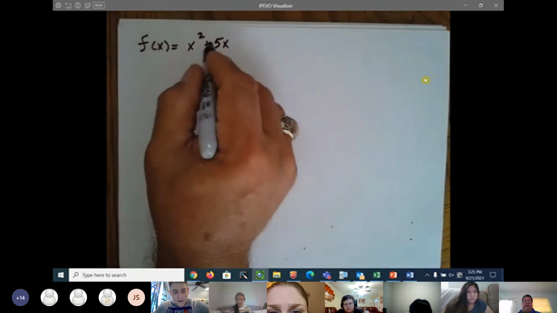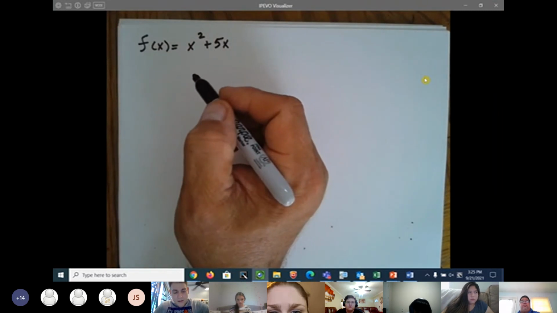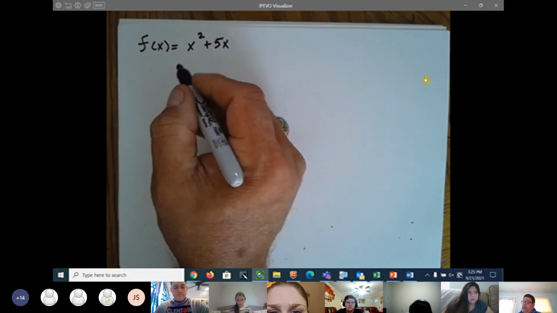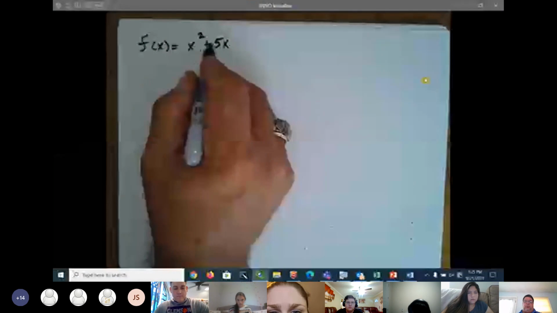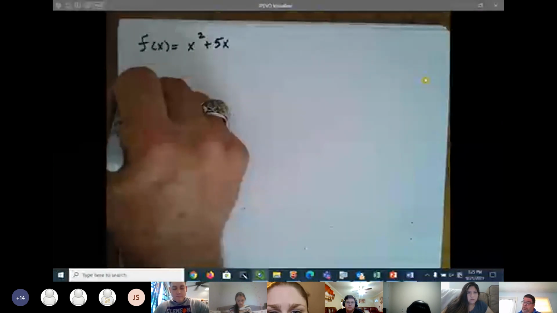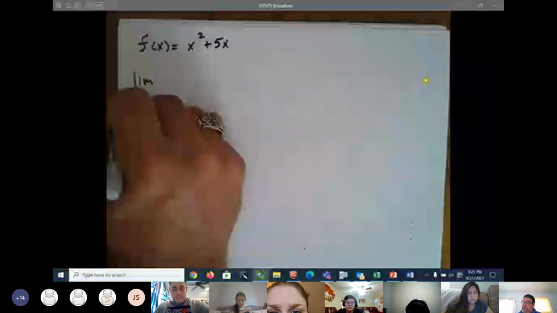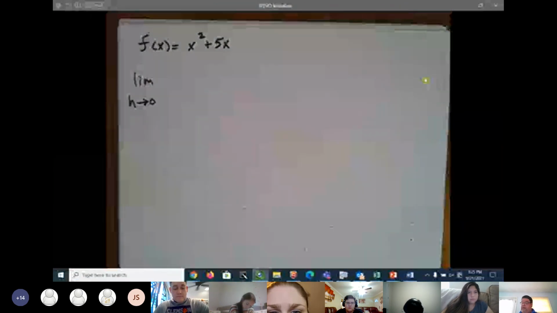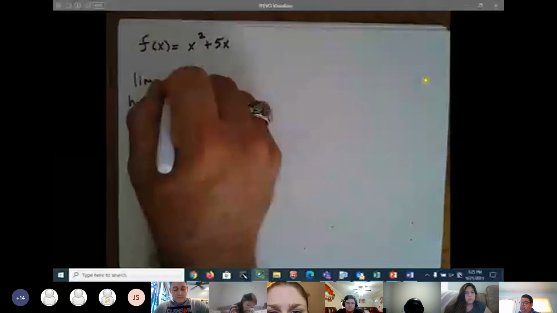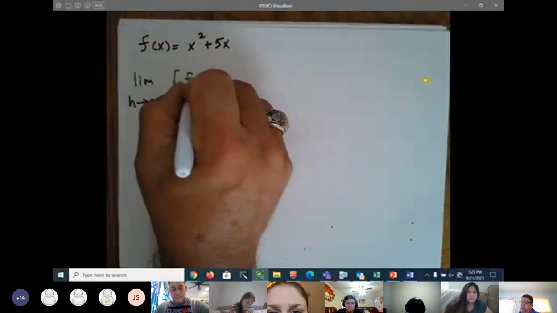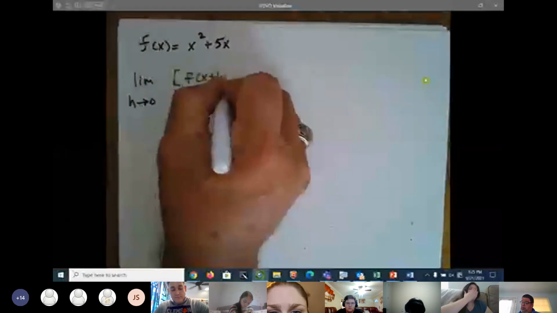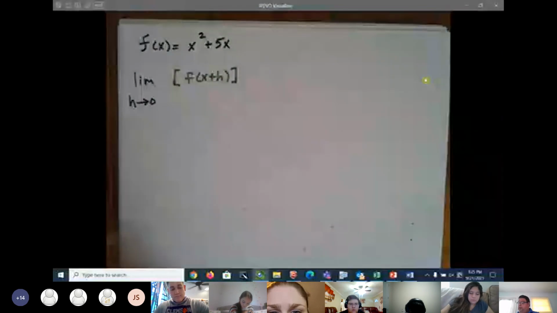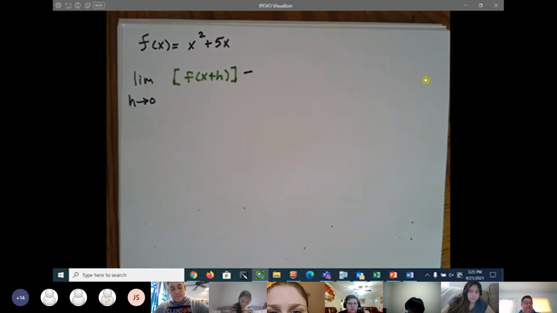And this is the kind I'd give you on a test. I usually don't give you cubes on a test because cubes take too long. I usually just give you squares, quadratics. So limit as h approaches 0 of f of x plus h minus f of x.